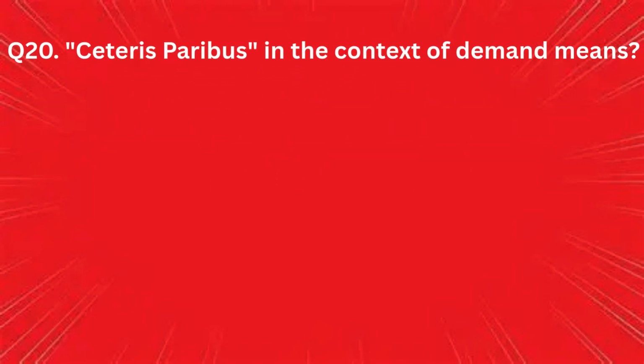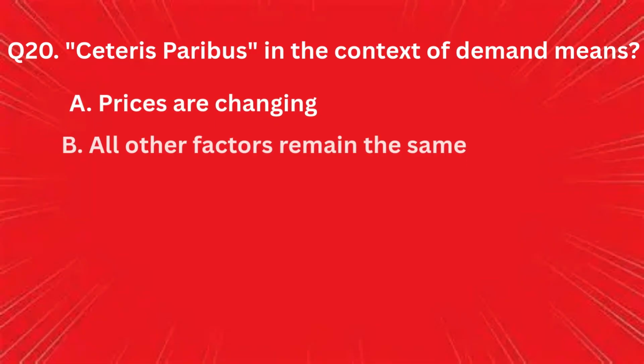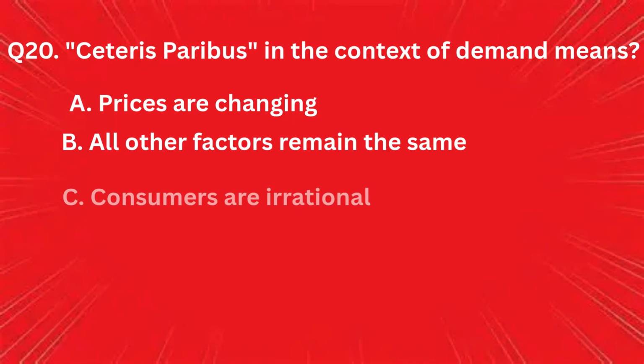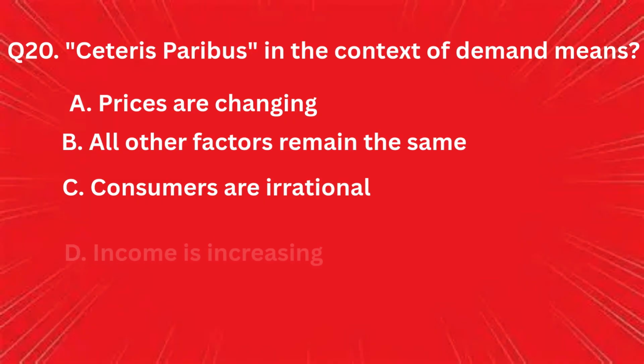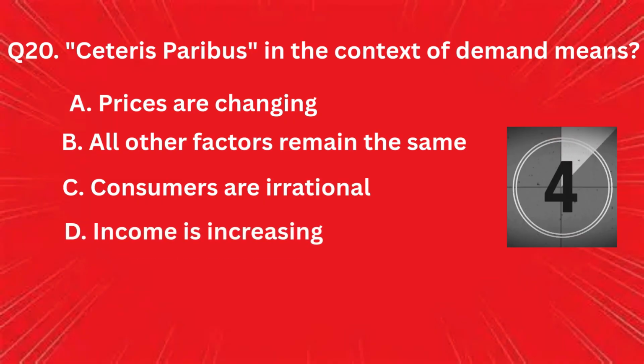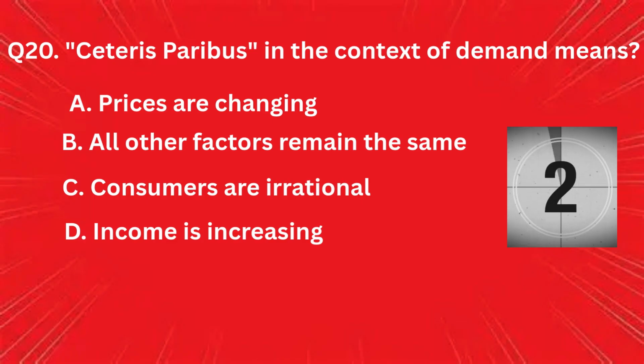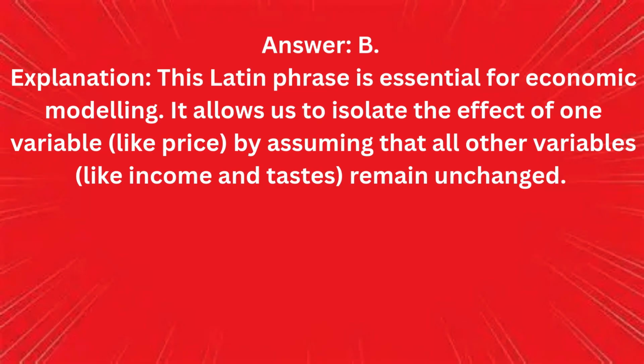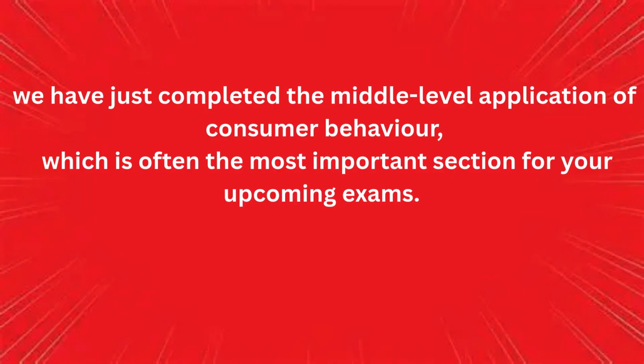20. Ceteris paribus in the context of demand means: A. Prices are changing. B. All other factors remain the same. C. Consumers are irrational. D. Income is increasing. Answer, B. Explanation: this Latin phrase is essential for economic modeling. It allows us to isolate the effect of one variable, like price, by assuming that all other variables, like income and tastes, remain unchanged. We have just completed the middle-level application of consumer behavior, which is often the most important section for your upcoming exams.